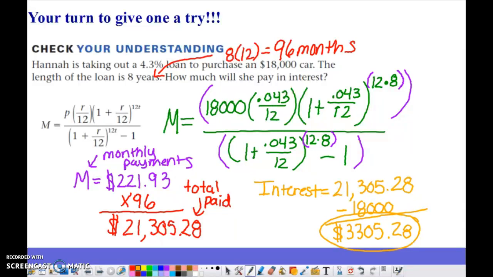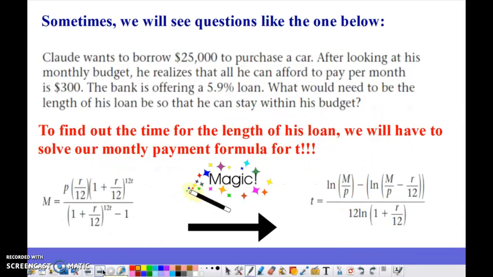So hopefully you got the same answer as me. Sometimes we're going to see questions that look like this one here. Let's just read through it and we'll talk about how it's different. It says, Claude wants to borrow $25,000 to purchase a car. After looking at his monthly budget, he realizes that all he can afford to pay per month is $300. The bank is offering a 5.9% loan. What would need to be the length of his loan so that he can stay within his budget?